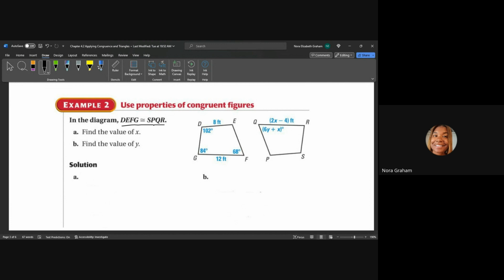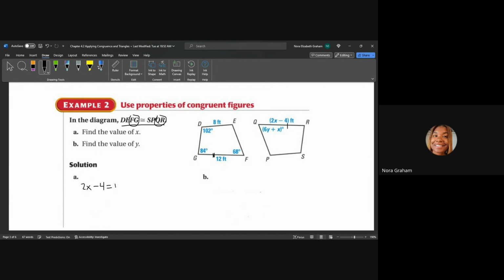All right, so let's go ahead and find this side first. I'll go ahead and mark it. So this side, again, is going to be QR. That means the corresponding side for the other one is going to be FG. So it's going to be this side. Corresponding sides are congruent. So how I set up that equation is I do 2x minus 4 equal to 12.